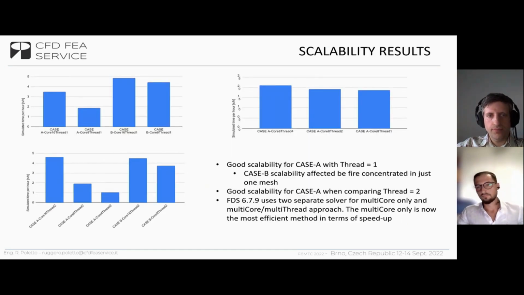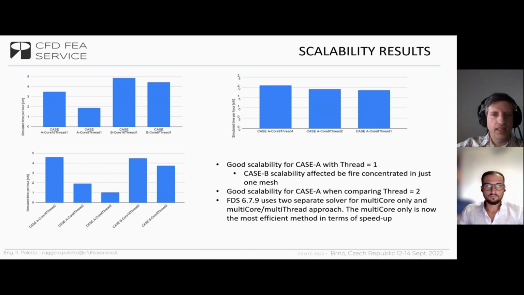In terms of results, it is quite interesting to note that in case A, so in block A, we got a very good scalability. Here we are plotting the simulated seconds per physical hour, let's say. So in case A, when doubling the number of cores, we were also doubling the speed of the simulation. This was not true for case B, because the fire was more concentrated in one single mesh, and that was slowing down the scalability a little bit.